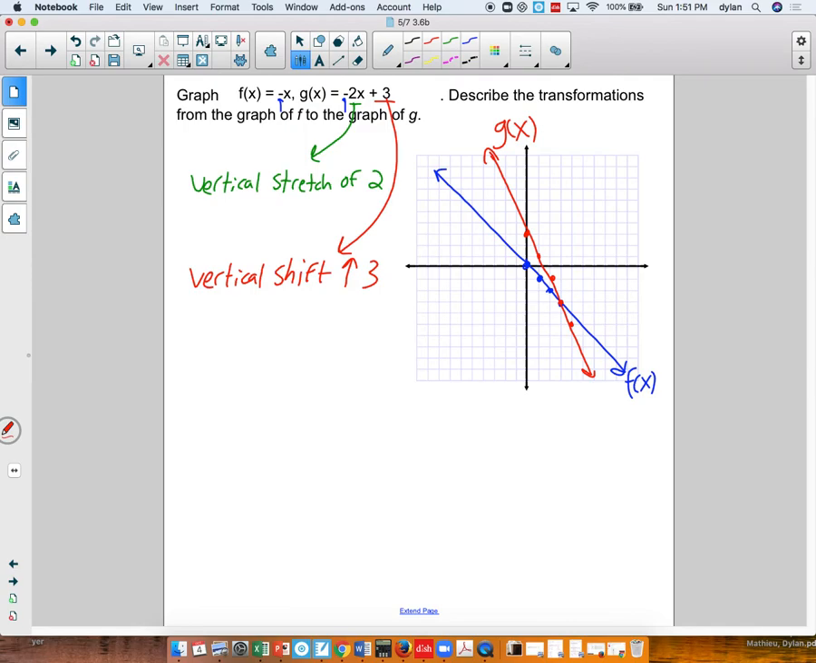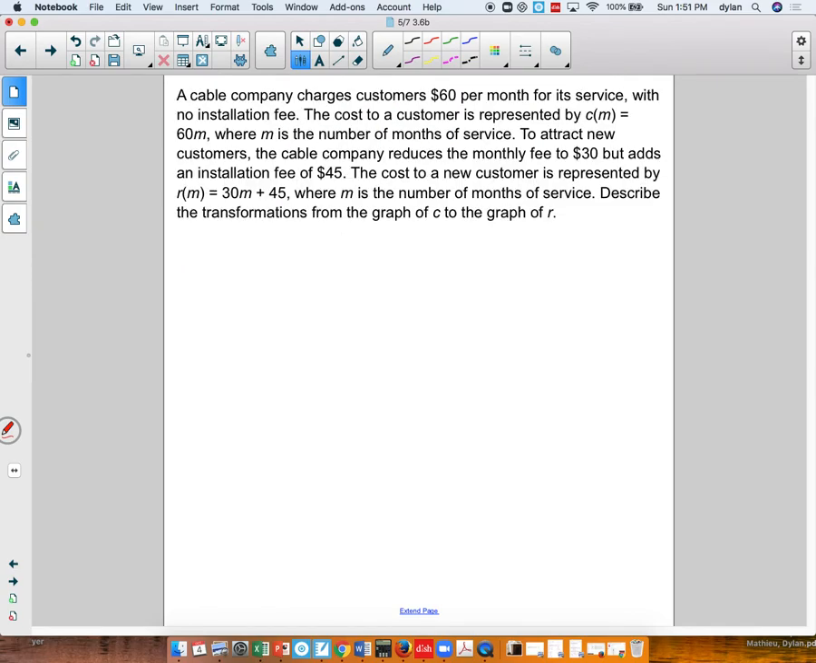All right, so our last example here is just identifying transformations from a word problem. So I want you to imagine for a second that your cable company charges customers $60 a month for its services without charging an installation fee. So the cost to a customer is represented by C of M equals 60M because it's $60 every month. So then to attract new customers, they're like, hey, let's reduce our monthly fee to $30, but we're going to add a one-time upfront installation fee, in other words, when they start your cable, of $45.